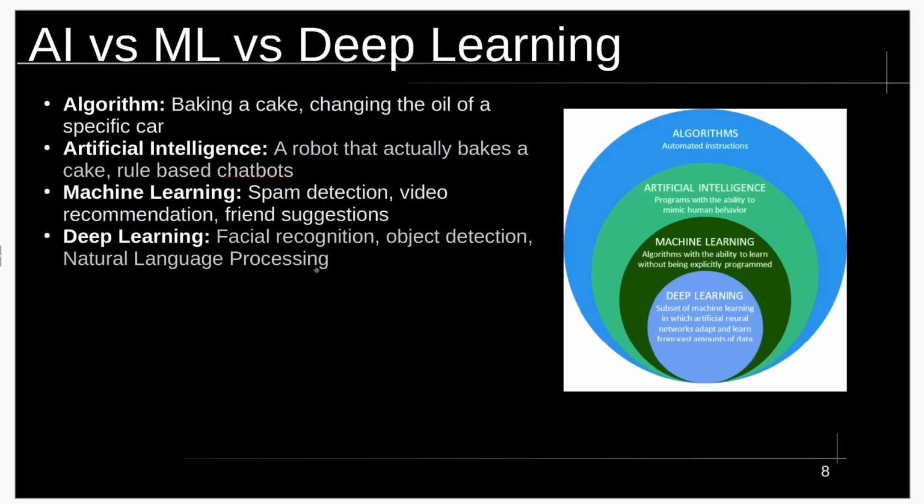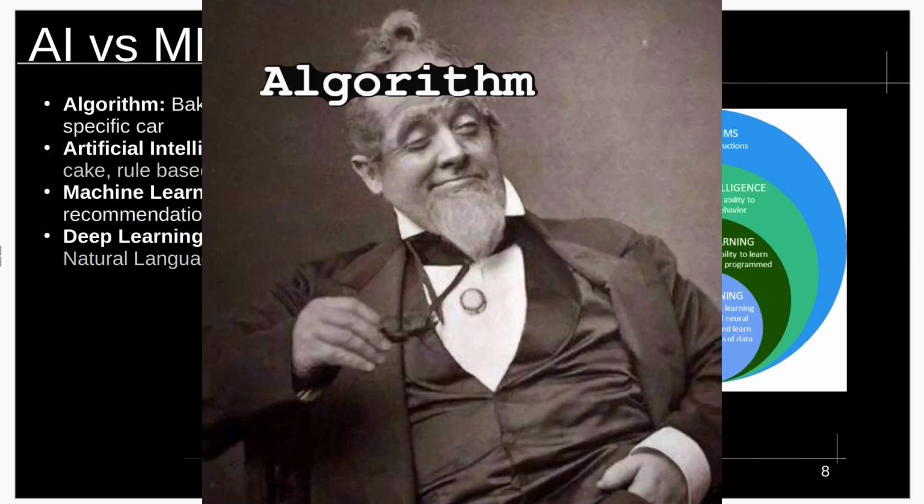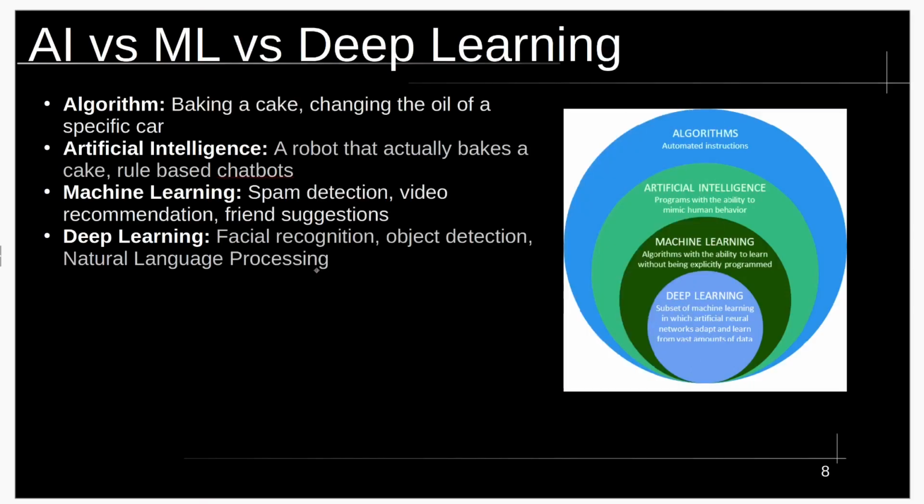Now, algorithms are not computer specific. Baking a cake, changing the oil of a specific car, algorithm. Algorithms are a well-defined set of instructions that's very reproducible. By following the steps or the instruction with the correct input, assuming you have all the materials that the instructions call for, you should get the desired result.